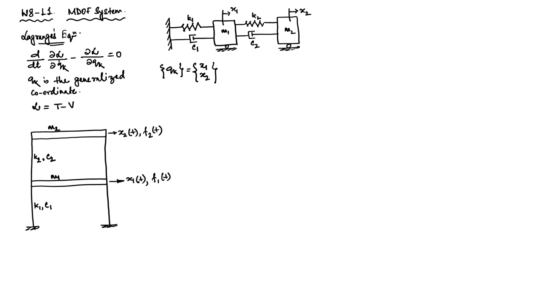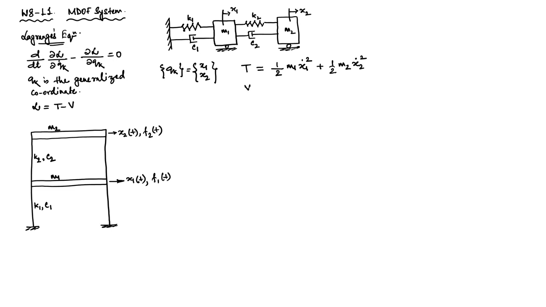Now, for this system, let us consider free vibration, and that is the reason I have not considered f1, f2 for the time being. We will add them as we progress. For the two-DOF system we have, we can write down the kinetic energy and potential energy. What is the kinetic energy? It is half m1 x1 dot square plus half m2 x2 dot square.